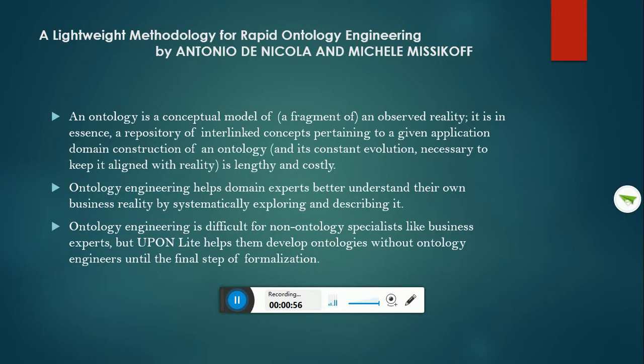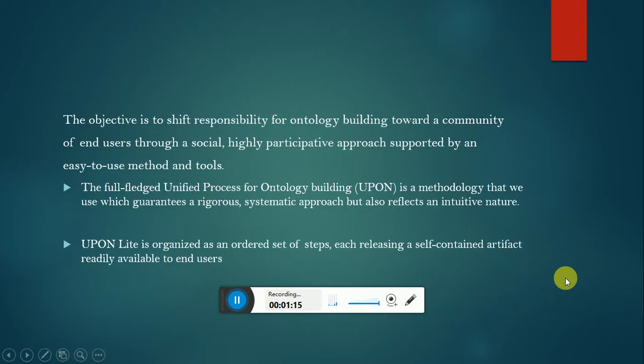Ontology engineering is difficult for non-ontological specialists like business experts, but UPON and UPON Lite help them understand and develop the ontologies without ontology engineers until the final step of formalization. The main objective of this is to shift responsibility for ontology building toward a community of end users through a social, highly participative approach which is supported by easy to use methods and tools.